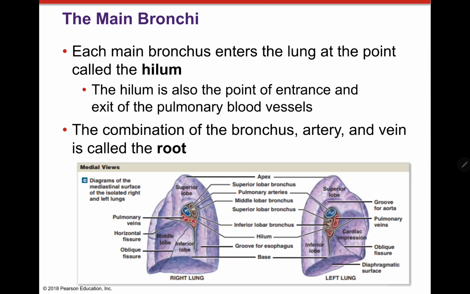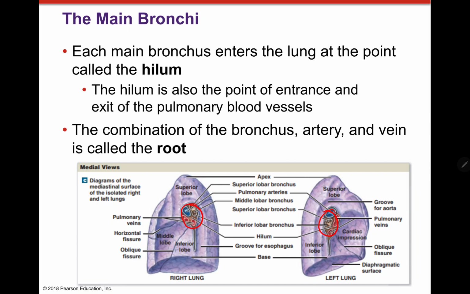So each main bronchus enters the lung at a point called the hilum. The hilum is also the point of entrance and exit of the pulmonary blood vessels. So we can see right here the hilum. And so the combination of the bronchus, the artery, and the vein is going to be called the root.